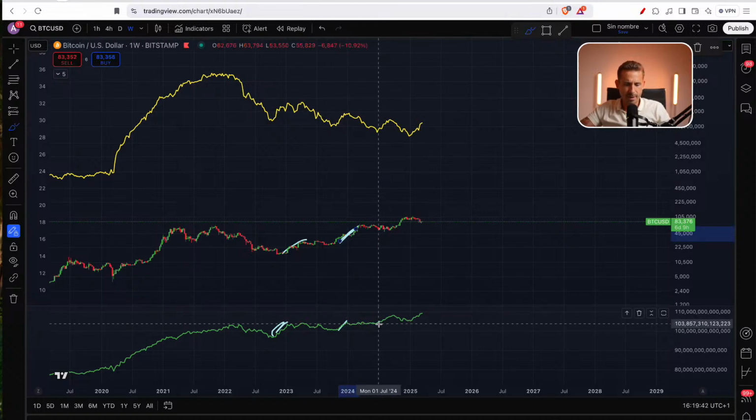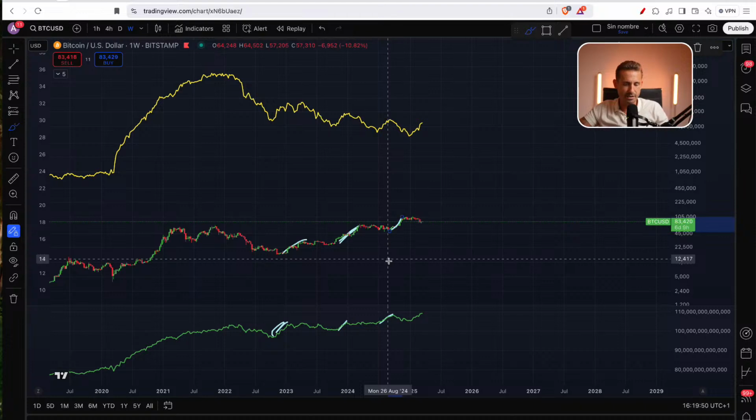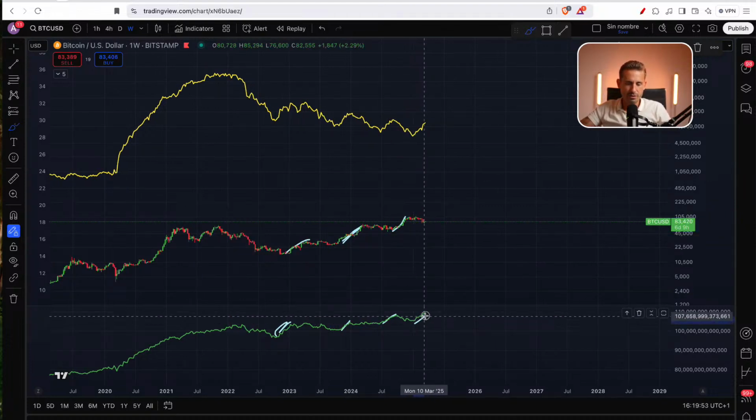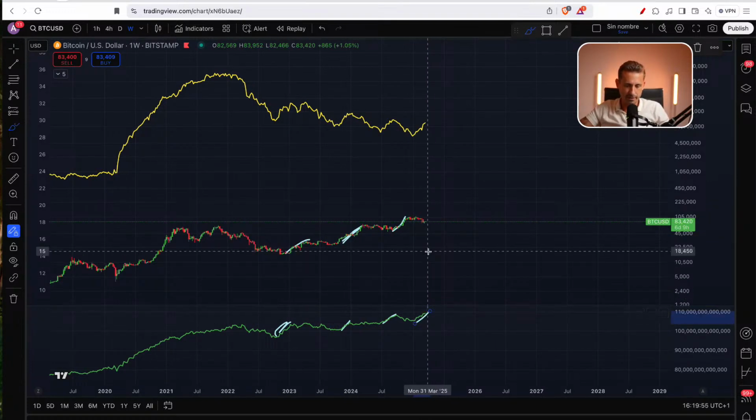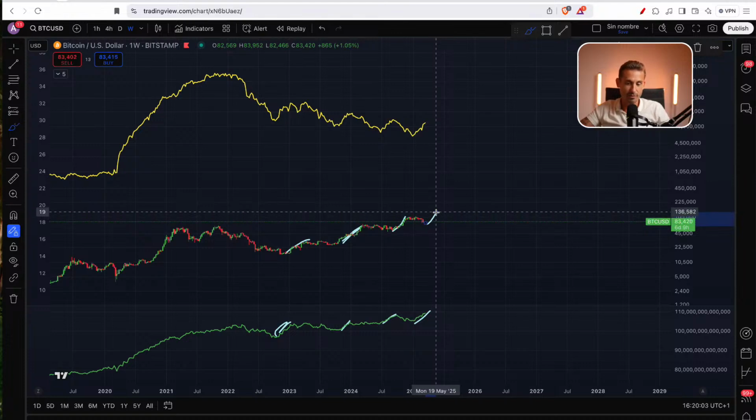Same scenario happened throughout July, August. August is where we bottomed out. September, October, we started recovering very nicely on Bitcoin. And now the M2 supply has hit a new all-time high. So it lags behind by a few weeks. So could we see that increase again on the price of Bitcoin? I do personally believe so.